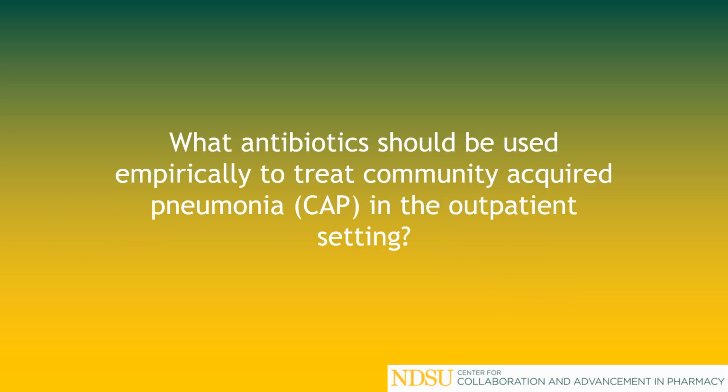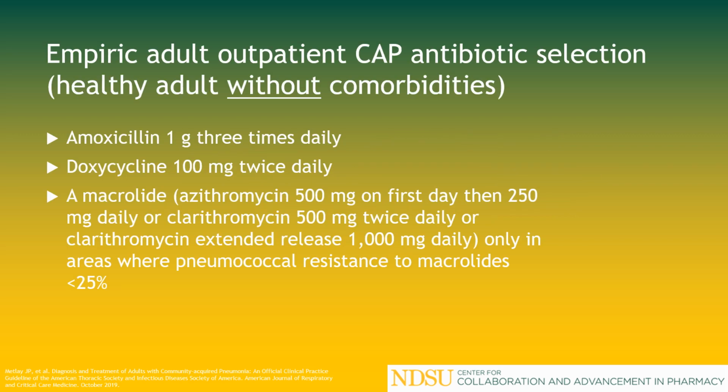This episode is about community-acquired pneumonia. Our first question is, what antibiotics should be used empirically to treat community-acquired pneumonia in the outpatient setting? The choices for empiric adult outpatient CAP therapy for healthy adults without comorbidities are amoxicillin, doxycycline, or a macrolide like azithromycin or clarithromycin, but remember to only use macrolides in areas where pneumococcal resistance to macrolides is less than 25%.